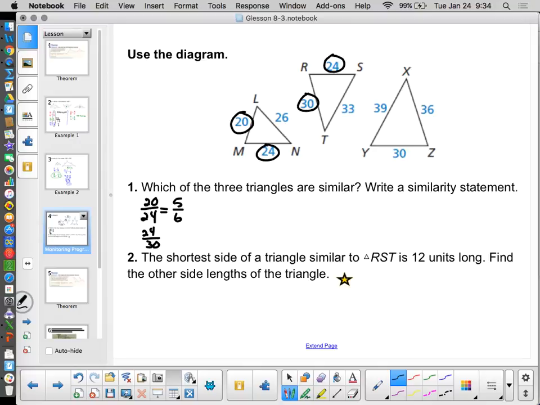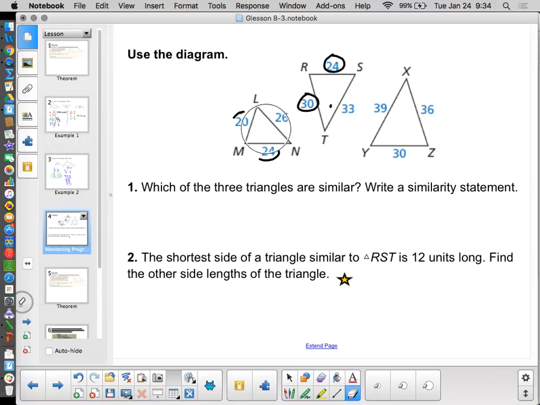Okay, that's 12 over 50, 6 goes into both of those, so that's 4 over 5. Oh dear, that's not the same, is it? 24 over 30 doesn't reduce to the same thing. So I know that these two triangles are not similar. All right, so let's move on.